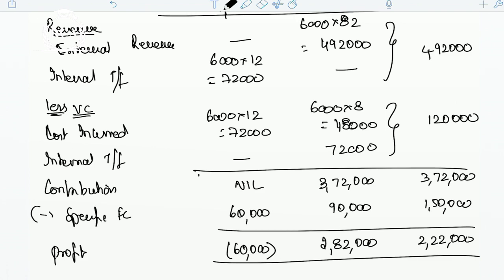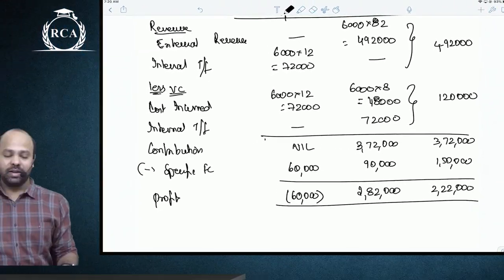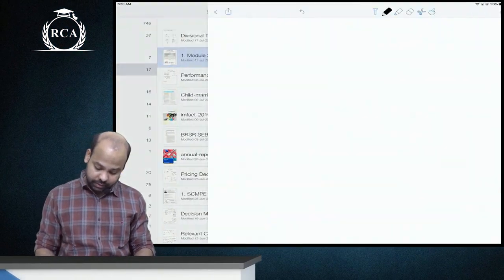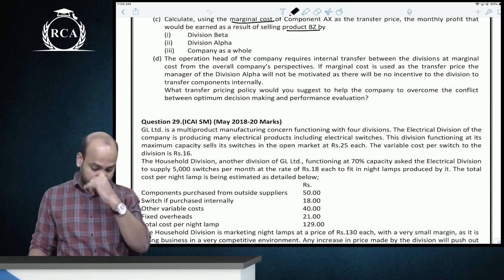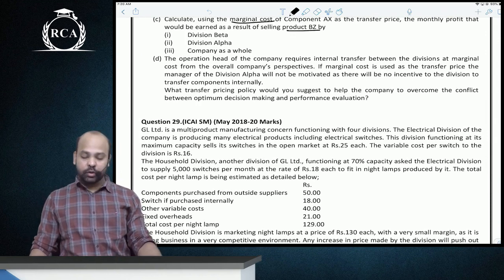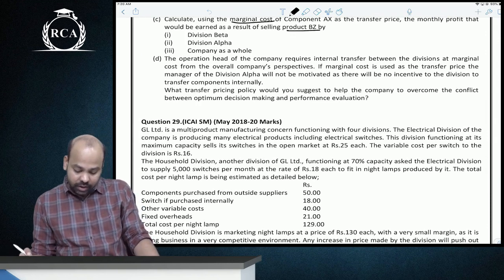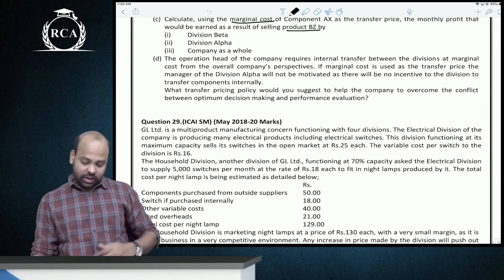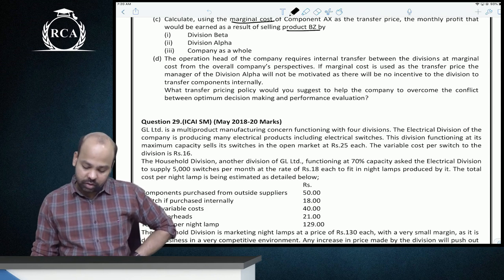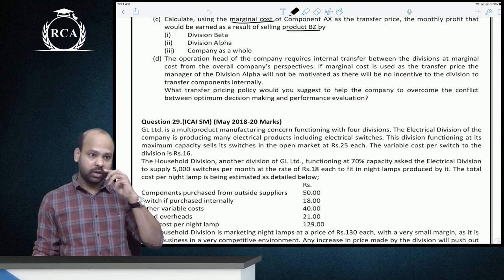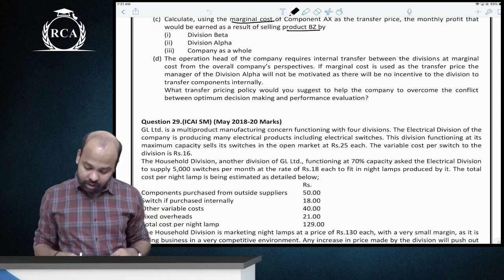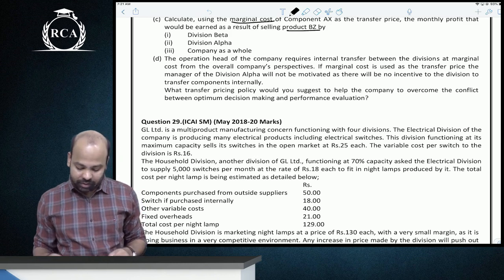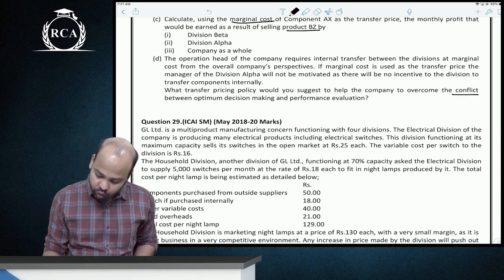I hope you're all done with this. Let us move to the next bit, guys. Last bit of this question. The operation head of the company requires internal transfers between the divisions at marginal cost from the overall company's perspective. If marginal cost is used as a transfer price, the manager of division alpha will not be motivated, as there will be no incentive to the division to transfer components internally. What transfer pricing policy would you suggest to help the company overcome the conflict between optimum decision making and performance evaluation? Overcome the conflict, guys.